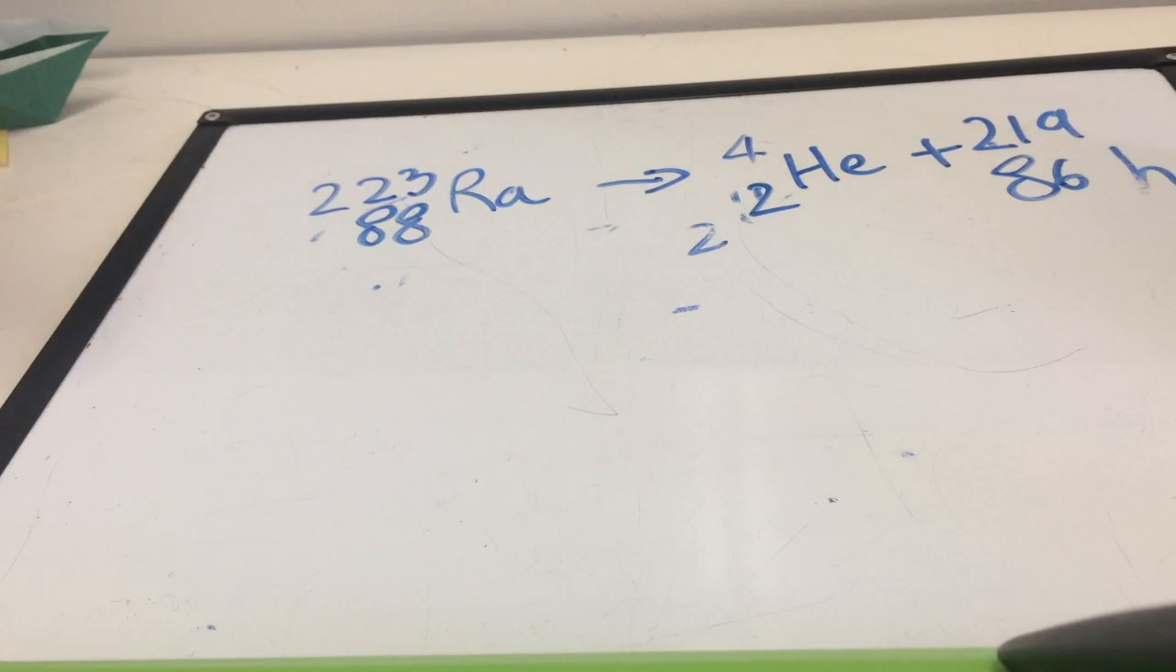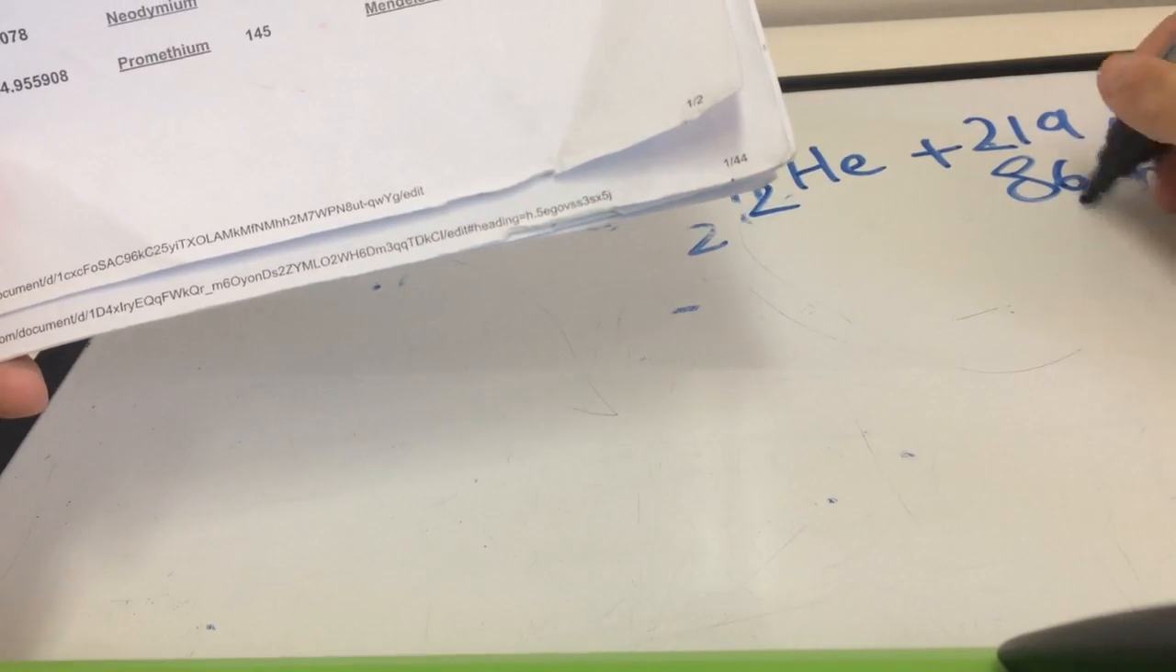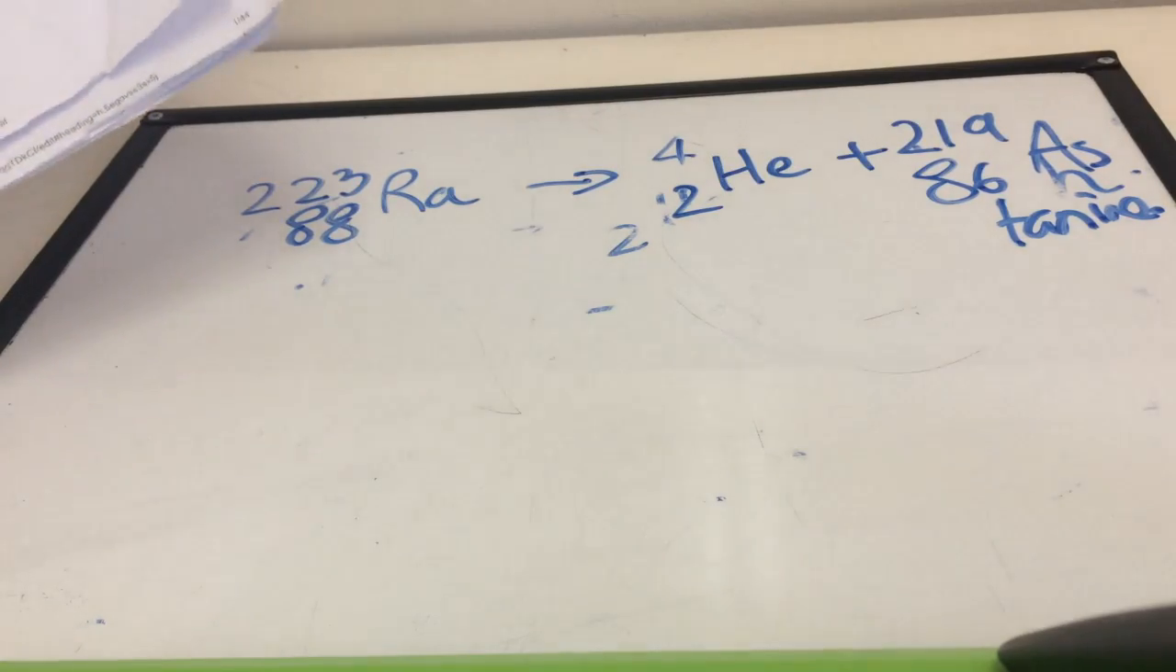Oh, yeah, 86. What the hell's element 86? My mind's blank. Oh, hang on, I'll find it. I can find it, luckily, through my atomic mass list. So we go radon, and we know that one will be astatine. I don't know what the symbol is, but essentially that's all it is.